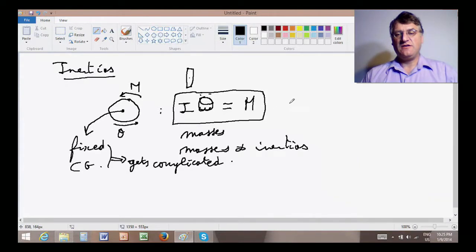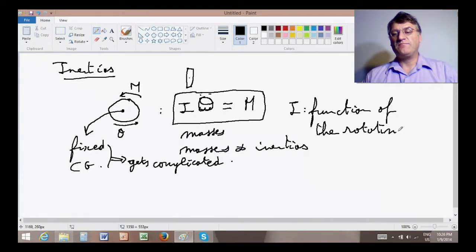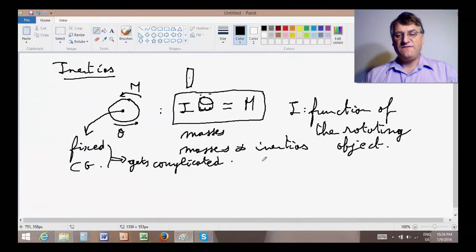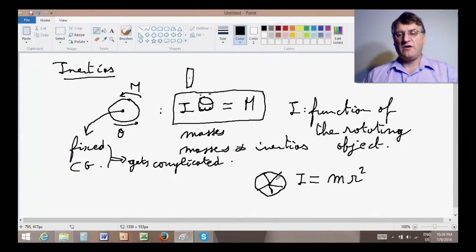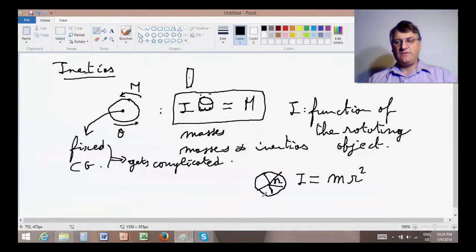The inertia here is a function of the rotating object. It varies, for example, as follows. For a bicycle wheel whose spokes we neglect and whose rim we assume to be a circle, the inertia taken at the center of the wheel will simply be m r squared, where r is the radius of the wheel.